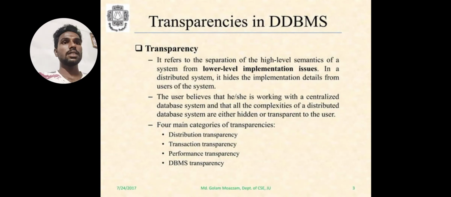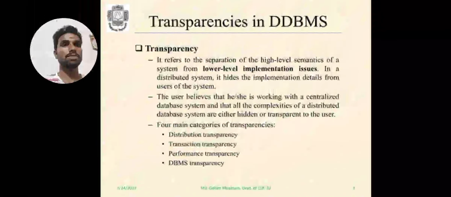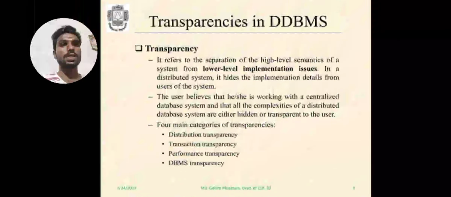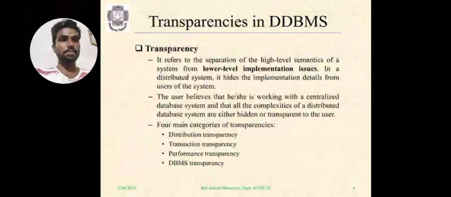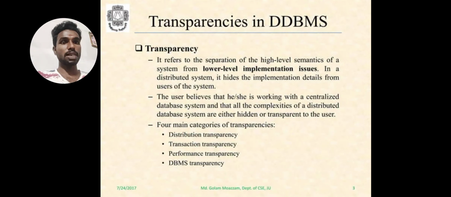Transparencies in the DDBS. Transparency refers to the separation of the high-level semantics of a system from low-level implementation issues in the distributed system. It hides the implementation details from the users of the system. The user believes that she is working with a centralized database system and that all the complexities of the distributed database system are either hidden or transparent to the user.